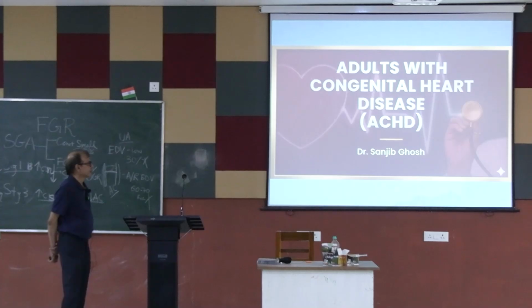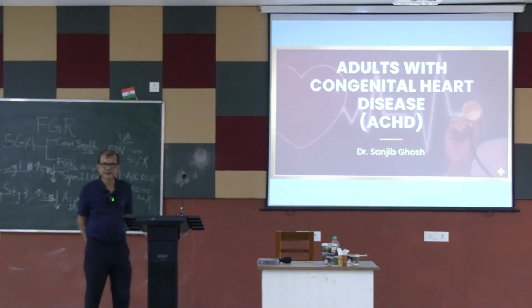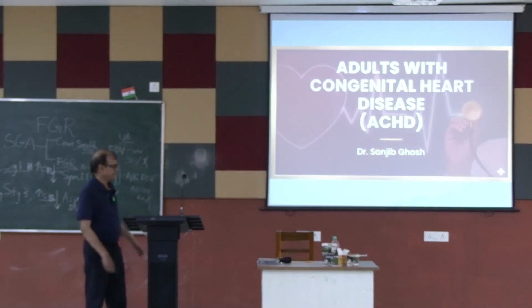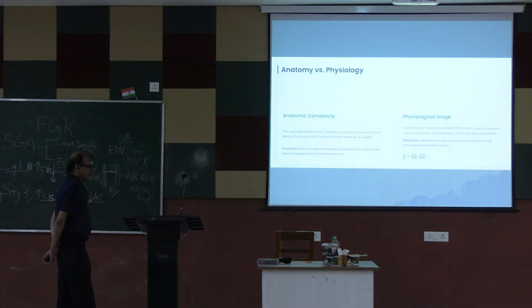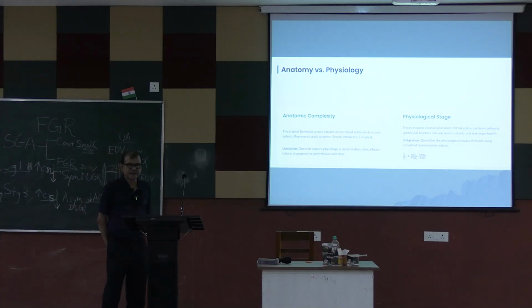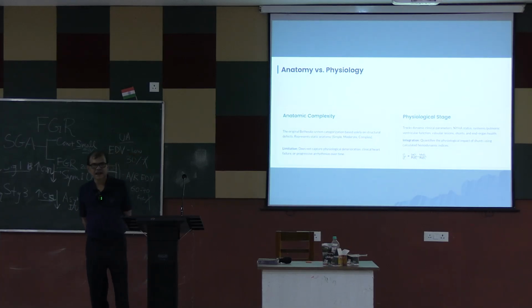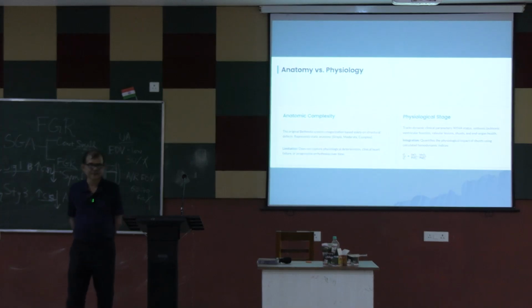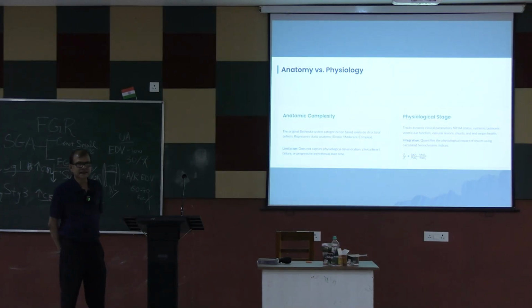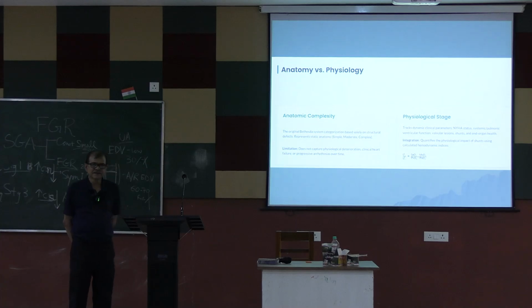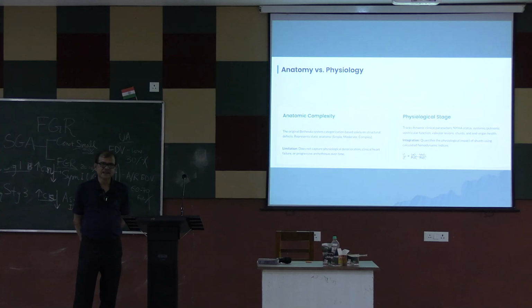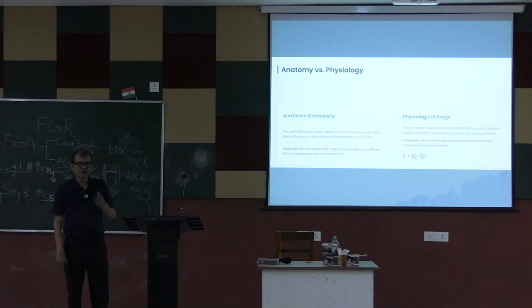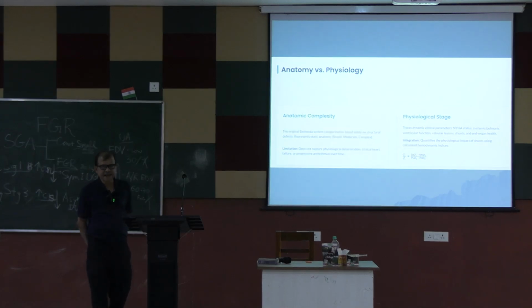Adults with congenital heart disease, ACHD, the new terminology. Anatomy versus physiology. On the basis of anatomic complexity and physiological consequences, the adult congenital heart disease can be subdivided into several groups. Before going into discussion of the subgroups, we want to know how congenital heart disease is present in adulthood.